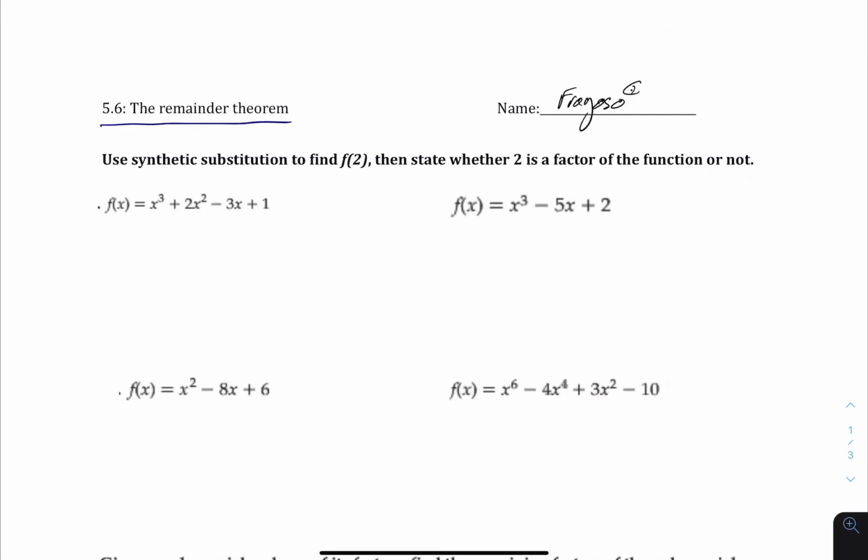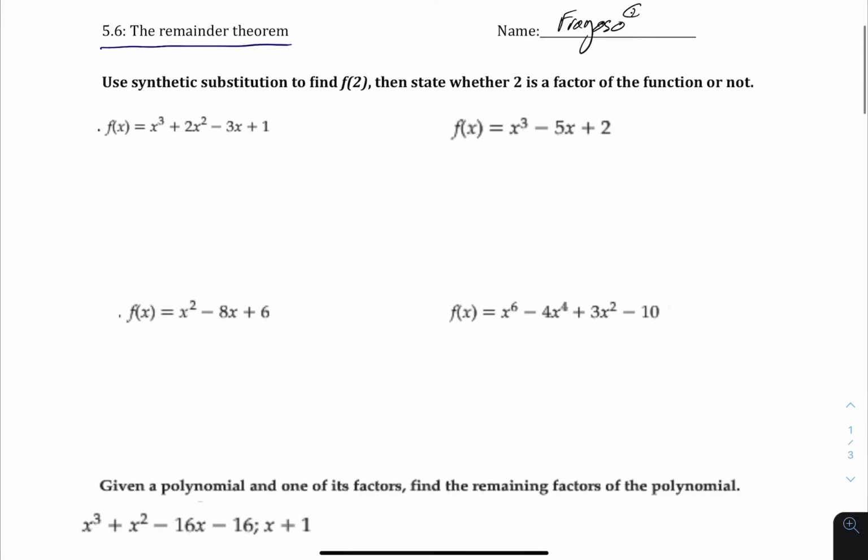5.6, the remainder theorem worksheet. So let's go through this. Use synthetic division to find f of 2 and say whether 2 is a factor of the function or not.